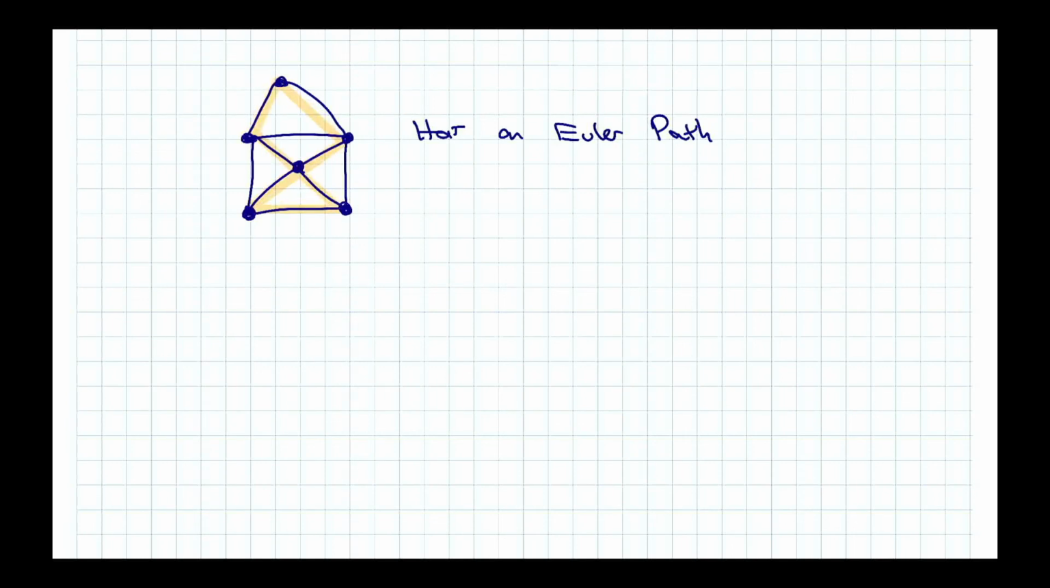I can't do it now because I drew it in the wrong order. What is wrong here? How did I draw it? Okay, yeah. All right, so I did it. So it has an Euler path because I can draw it without retracing edges or lifting my pen.